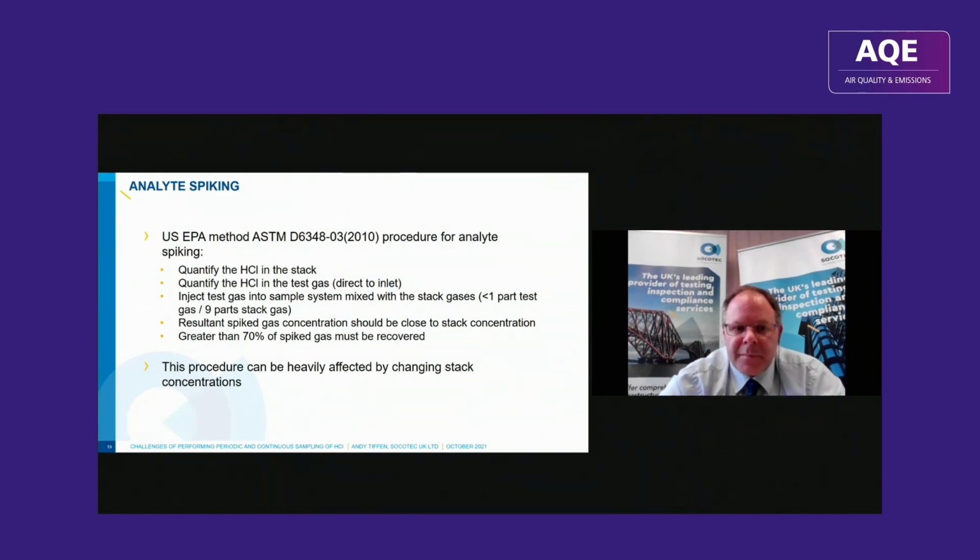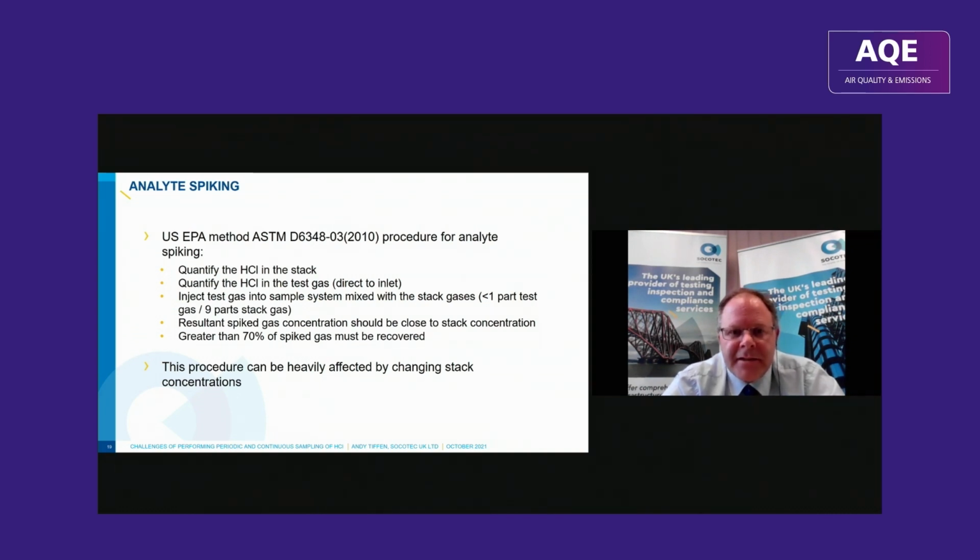So just looking at the analyte spiking as an option, this originally came from the American method, the ASTM method, where we were using gases injected from a cylinder up to the sample probe so that they were transported through the sample system from the probe down into the analyzer as a mixture of both the HCl test gas and the stack gases. The idea being that the moisture in the stack gas will stop this passivation effect. If there's moisture present in the sample system, it tends not to stick to all the components on the way down, and we should get a faster result.